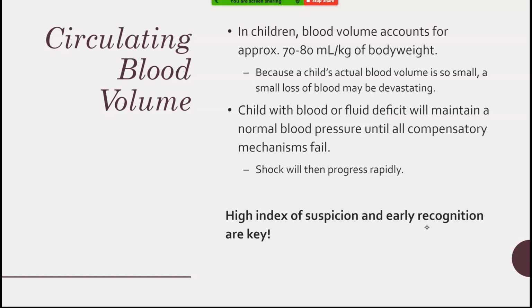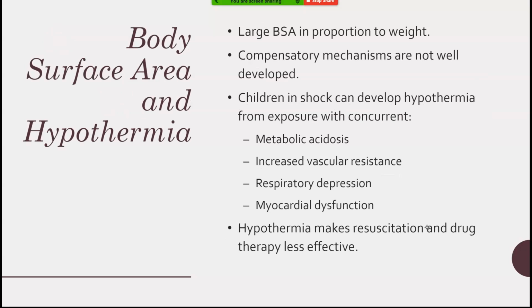The baby and child are going to be able to maintain a normal blood pressure until they can't no more, right? And that's mostly through vasoconstriction. You're not going to necessarily see the mottled skin of that vasoconstriction and that shunting until it's really kind of serious. Always have a high index of suspicion when dealing with a child, okay? Especially when it's just not acting right and you suspect shock.